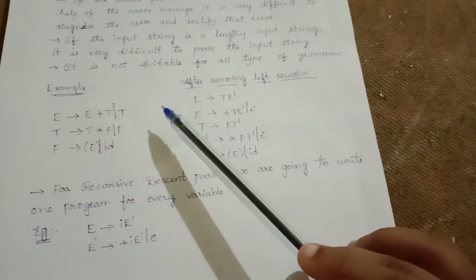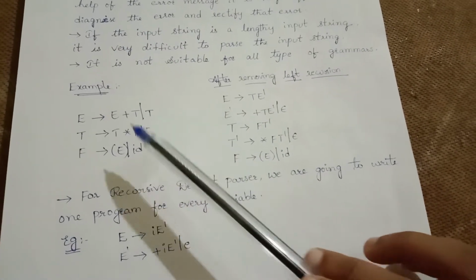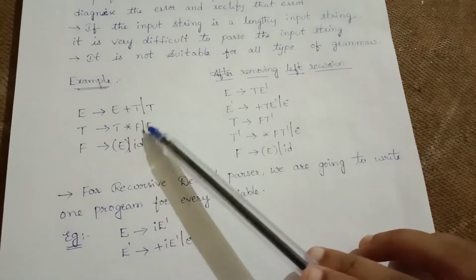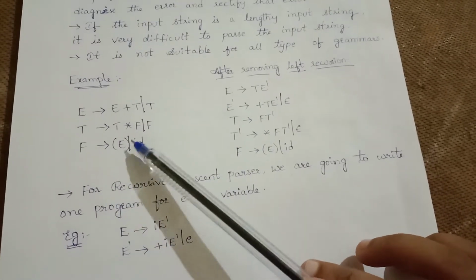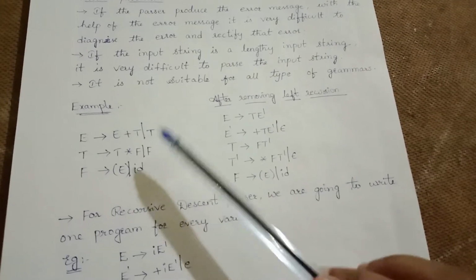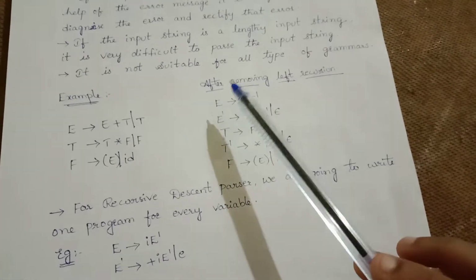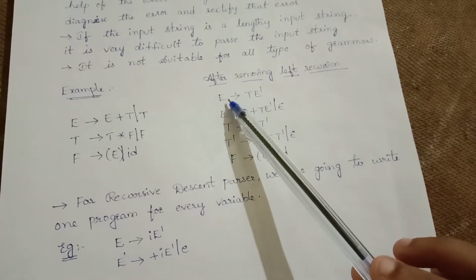So consider an example here. E tends to E plus T or T, T tends to T star F or F, F tends to E or ID. First, in order to do the recursive descent parser, the first thing is you need to remove the left recursion. So to remove the left recursion, first what we need to do?